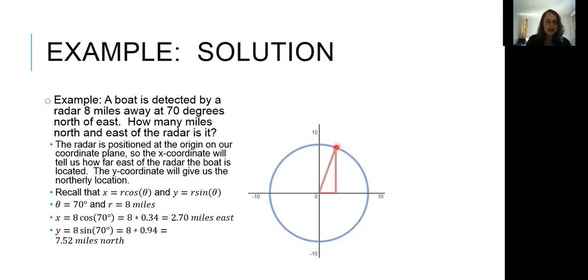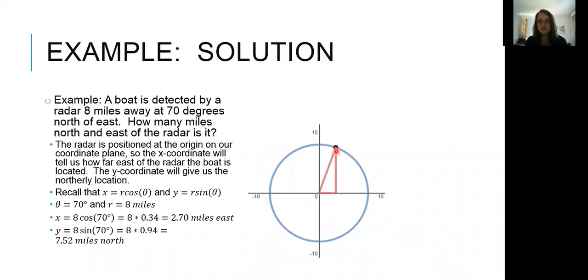So I take out my calculator and I plug in 8 times the cosine of 70 degrees. My calculator will tell me that the cosine of 70 degrees is 0.34. I multiply that by 8, and I get 2.7 miles. That is how far east of my radar station that boat is located. I do the same thing for the sine, and I find that my boat is 7.52 miles north.